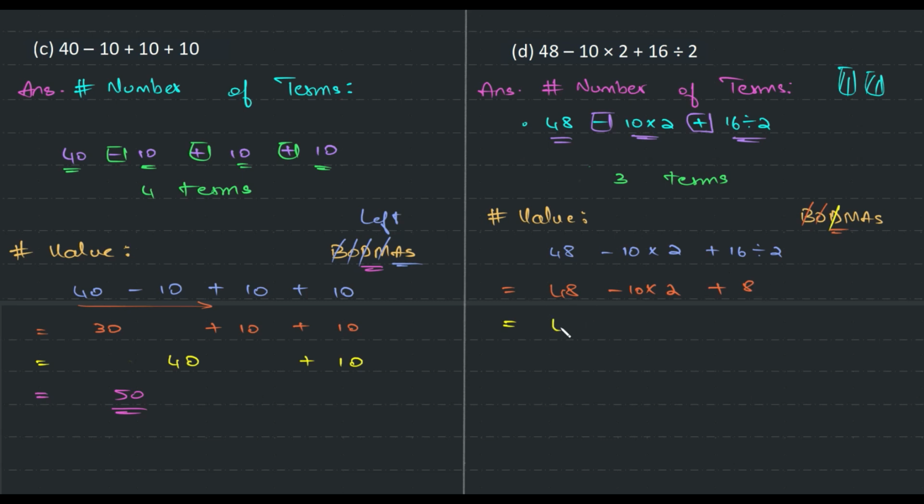Then we have multiplication, 48. So this will be minus 20 plus 8. So your multiplication is done. Then it's between addition and subtraction. Whatever comes from left to right, I take up that. So first I'm getting subtraction. So this will be 28 plus 8. And finally we have 36.